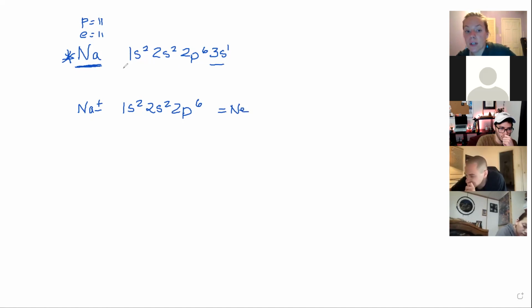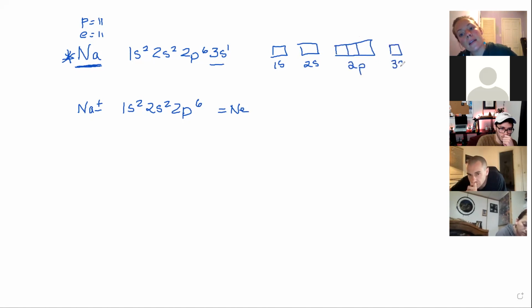Oh, and then also I said to do the orbital diagram. So let's do the boxes. 1s, 2s, 2p, 3s. Okay, so up, down, then I fill up, up, up, and then I go back and fill down, down, down, and then 1 here. This would be the orbital diagram. For the sodium plus, with the positive charge, we would just cross this out, and this would be our orbital diagram.